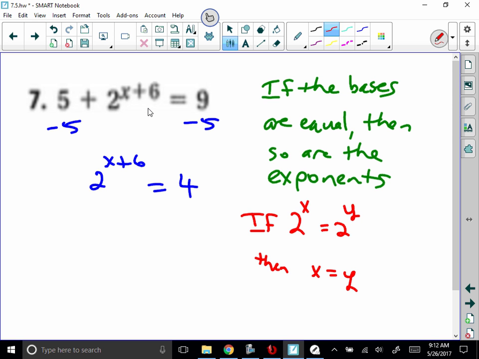So, question? Okay, who can read my mind and tell me what I'm going to do to that 4? I'm not going to divide it by 2. I'm going to rewrite this 4 as 2 raised to some power, 2 raised to the second power. On the left side of the equation, I've got 2 to the x plus 6, right? Well, what's that rule say? The rule says if the bases are the same, then what? That the exponents are the same.